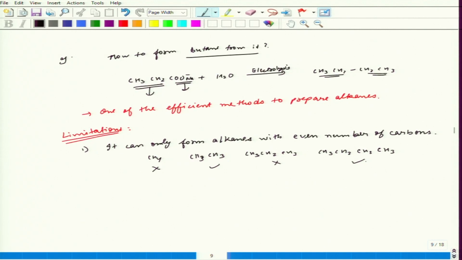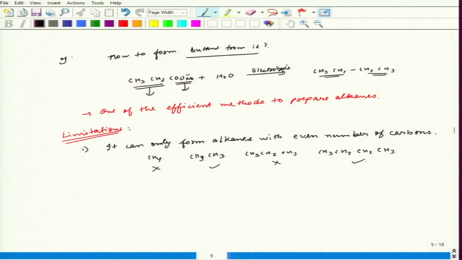So, this process is one of the most efficient methods to produce alkanes, but it is limited to those which contain an even number of carbons. These are the only procedures required for you to study at this point of time. We have done it from the unsaturated hydrocarbons, from the alkyl halides, then two processes from the carboxylic acids. So, this sums up the preparation methods of the saturated hydrocarbons.